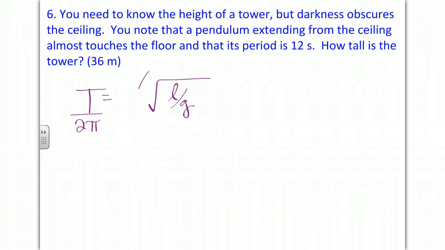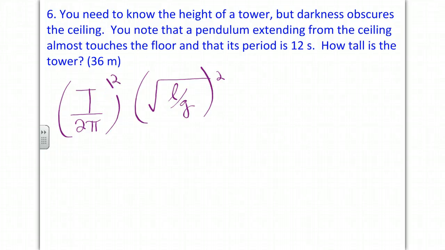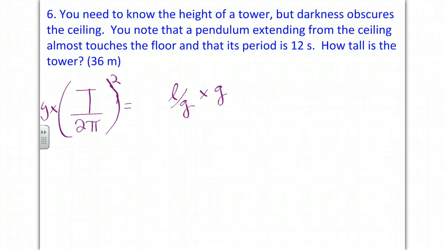Then I'm going to square both sides in order to get the square root off the right side. So squaring a square root basically cancels the square root. And now I can multiply both sides times gravity, and this will cancel out the gravity, leaving me with length equals.